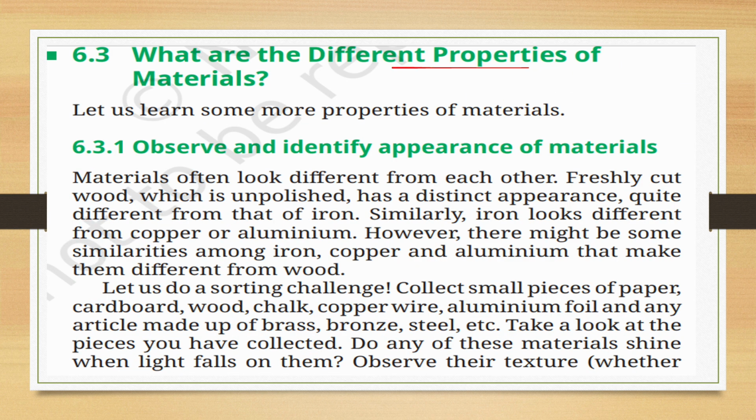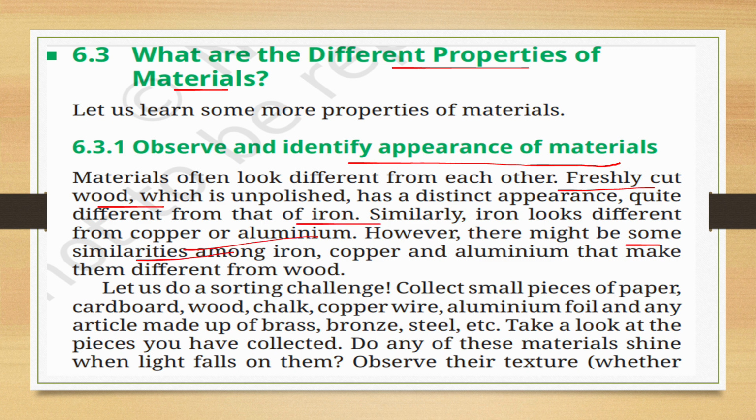What are the different properties of materials? Then we will see the different properties of materials. Observe and identify the appearance of materials. So one property is appearance. Materials often look different from each other. Freshly cut wood, which is unpolished, has a distinct appearance, quite different from that of iron. Similarly, iron looks different from copper or aluminium. However, there might be some similarities among iron, copper and aluminium that make them different from wood.